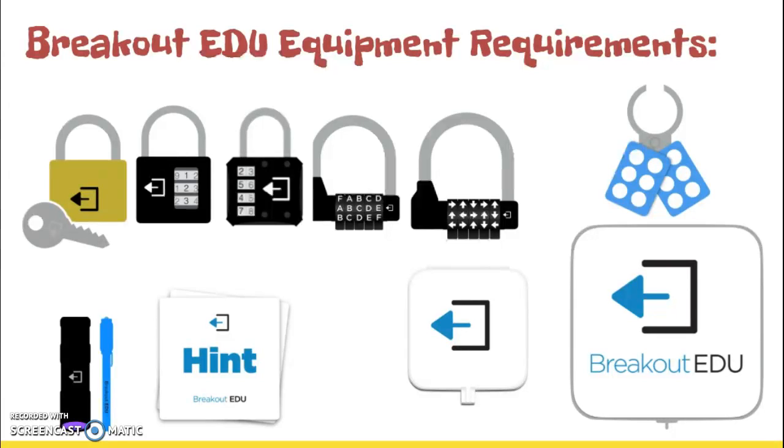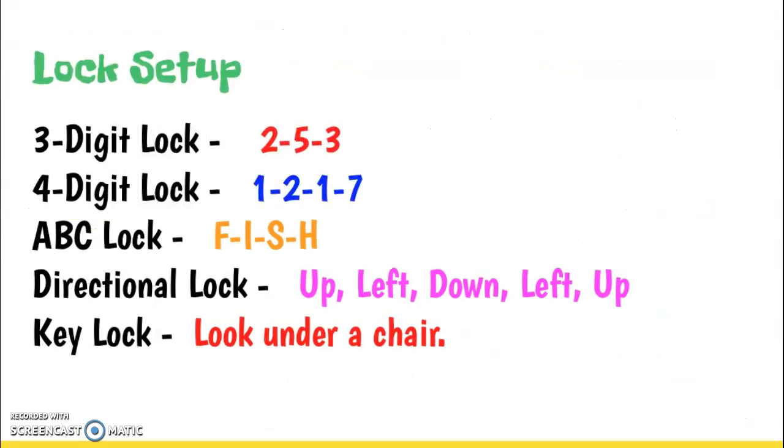For this activity, you'll need all of the Breakout EDU equipment that is shown below. Set the locks. The 3-digit lock will be set to the code 253. The 4-digit lock, 1217. The ABC lock, the word fish. The directional lock, up, left, down, left, up. And the key lock will be found under a chair in the room.